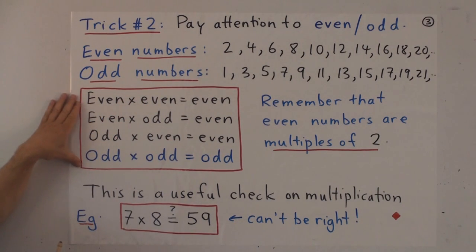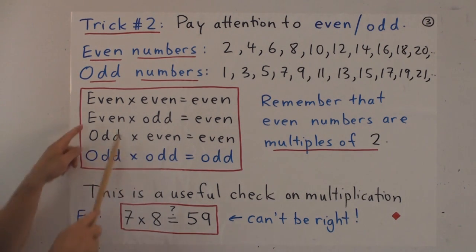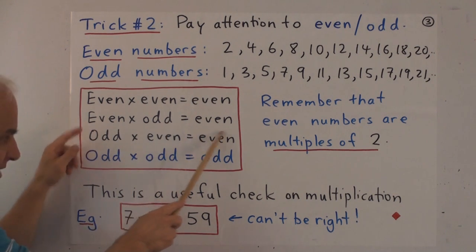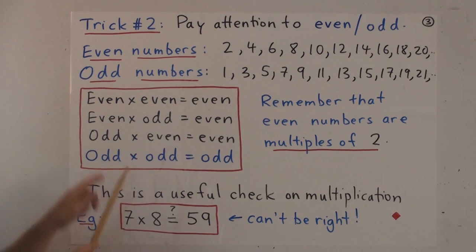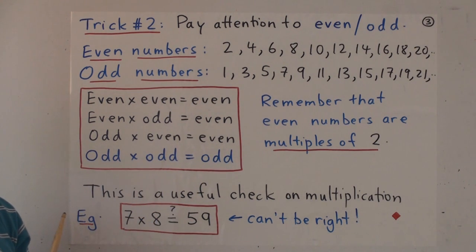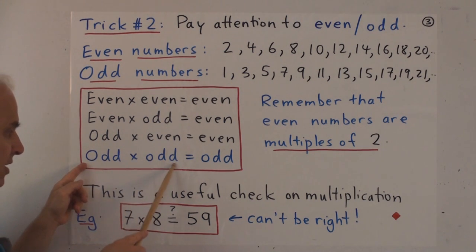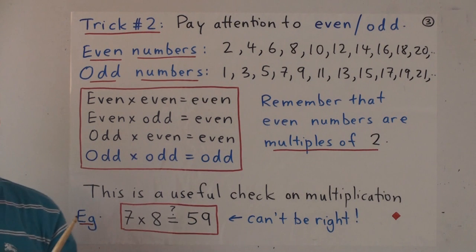And the rule that we've identified is that if we multiply an even number by an even number, we get an even number. If we multiply an even number by an odd number, we still get an even number. An odd number times an even number is also even. The only way we can get an odd number is when we're multiplying an odd number by an odd number. In that case, we do get an odd number.